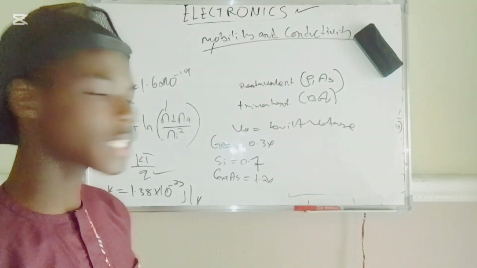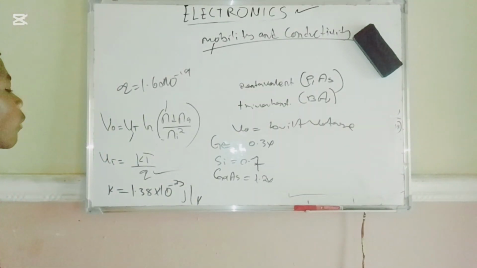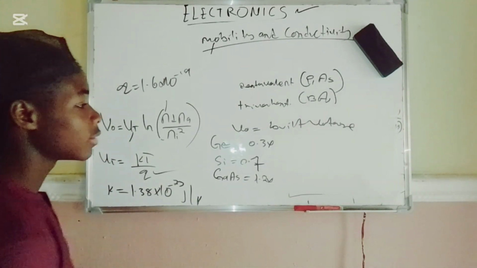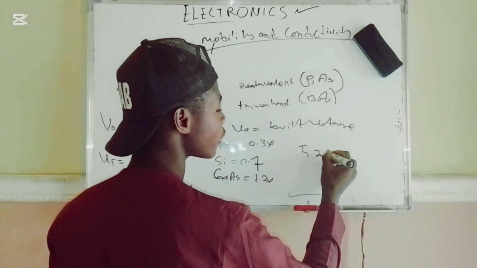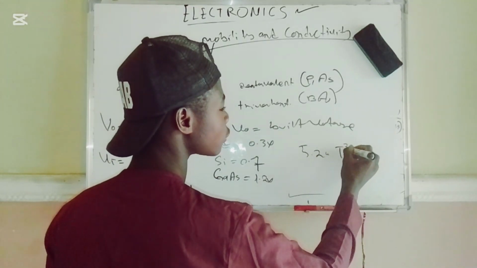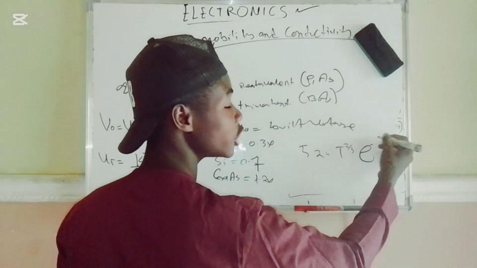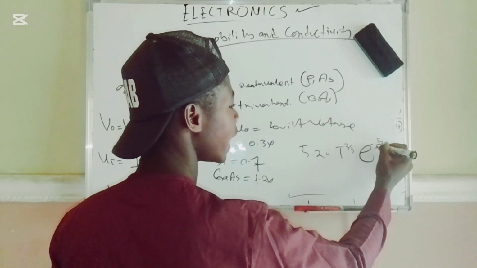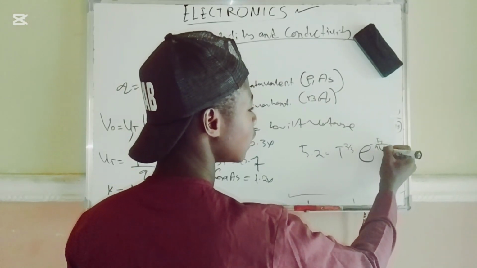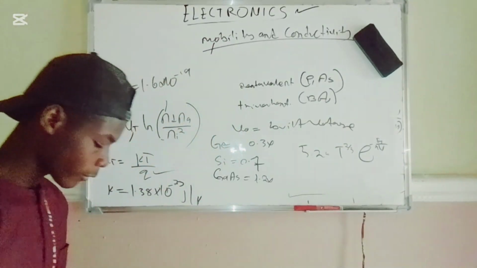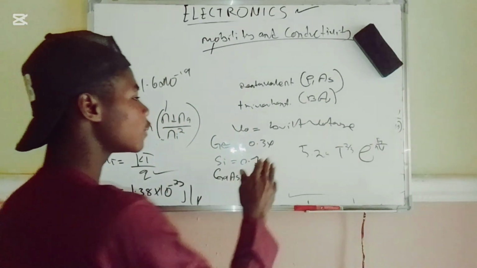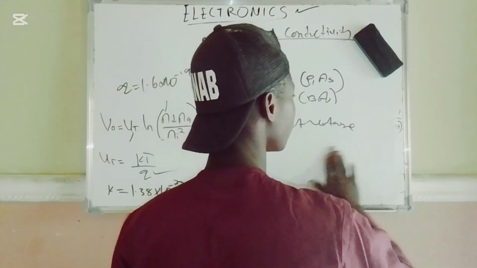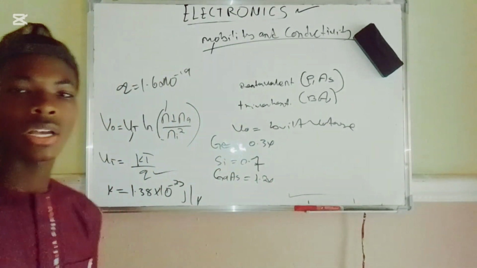the intrinsic concentration of the semiconductor squared, for which I wrote the formula: 5.2 something times T to the power of 2 over 3 times the exponential of the band gap, something like this. I wrote the formula, so you can go back to the video and see the formula.